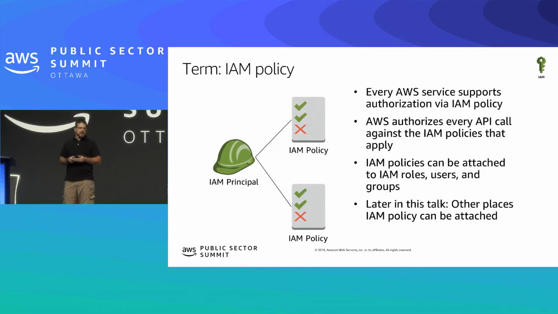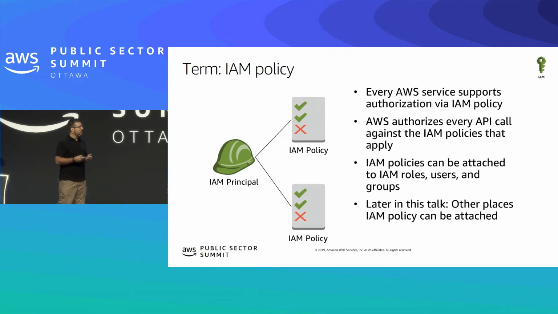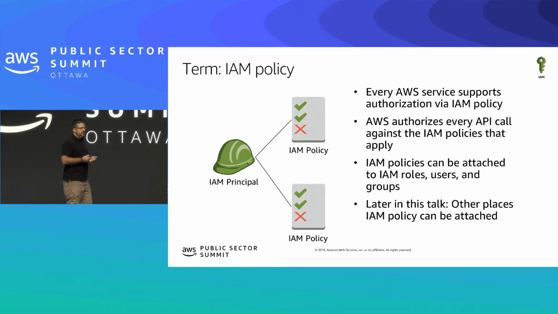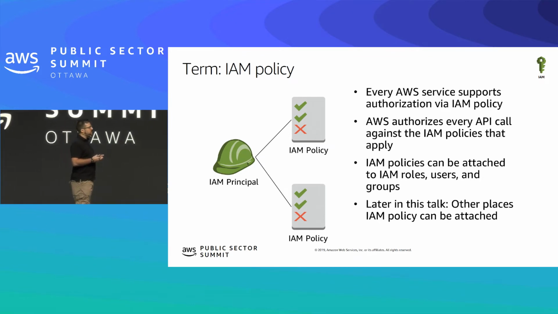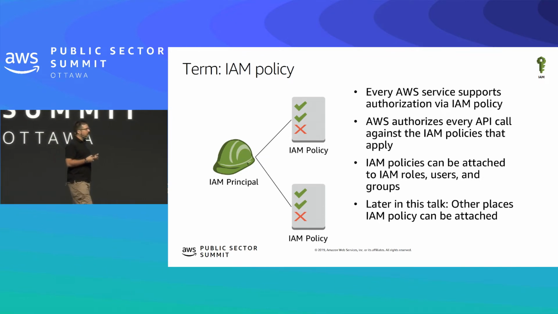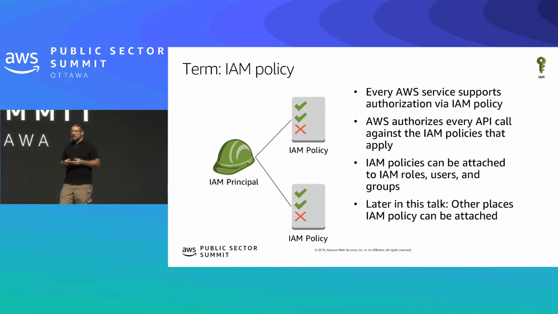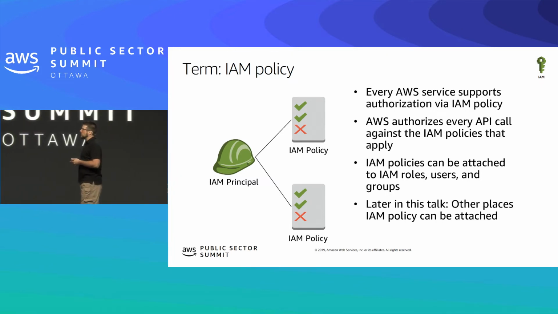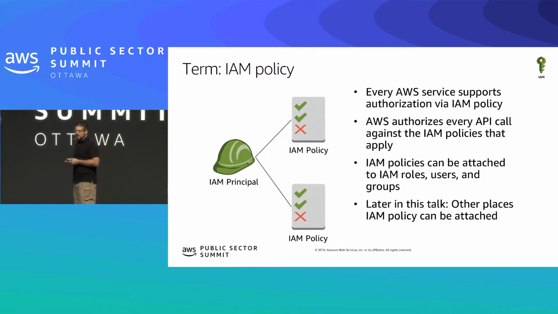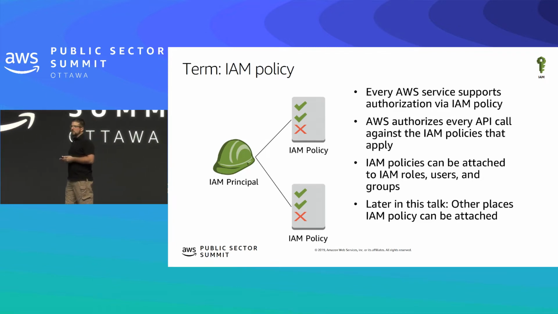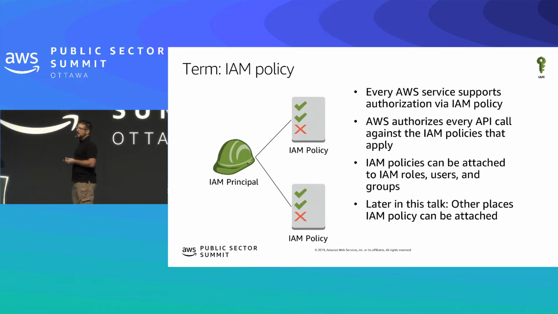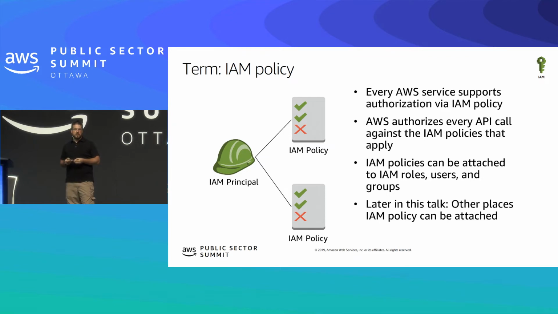So the other portion is, we talked about the identity portion of it, but now what about the policy portion of it? On the identity and access management side for this principal, we have policies that can be associated with this principal as well. Every AWS service supports authorization via IAM policy. What that allows you to do is, again, control fine-grained access to what that principal can do with the policies that are applied to it.